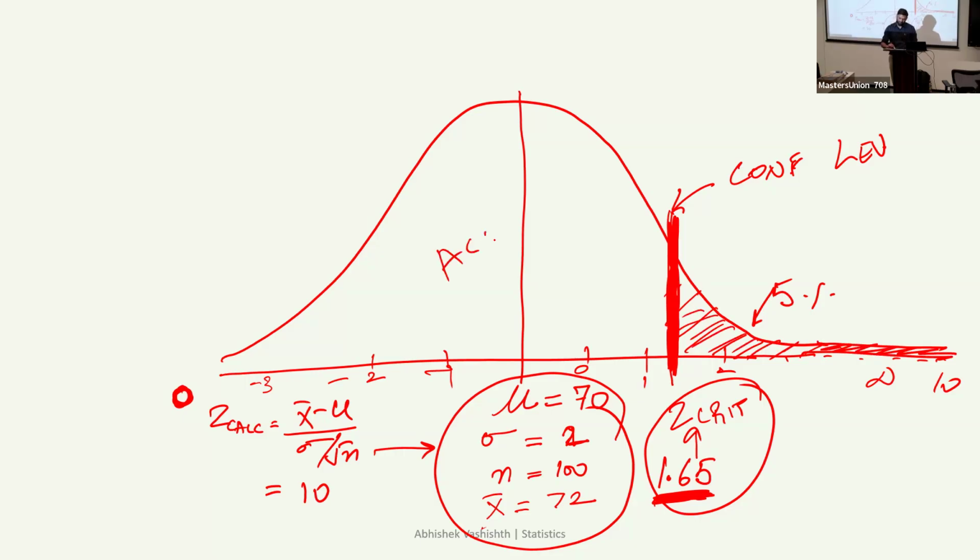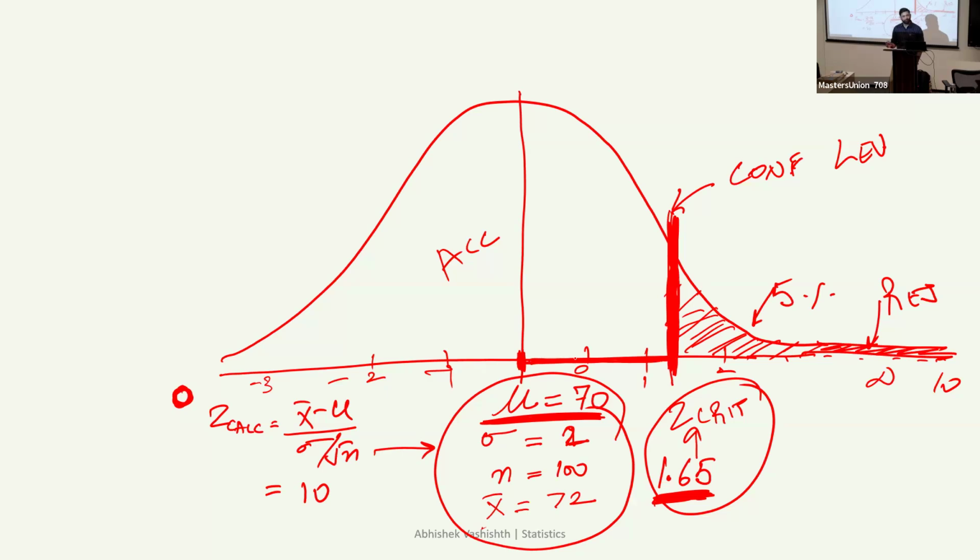Why am I calling this the acceptance region and this the rejection region? If the Z value would have been lesser than this, I would have said that the claim that it is 70 is true. Because I don't really care if it is 0, 10, 20 or 30, whatever they're saying is true. I am ready to go a little more than this. Why? Because of the sampling error that is possible.